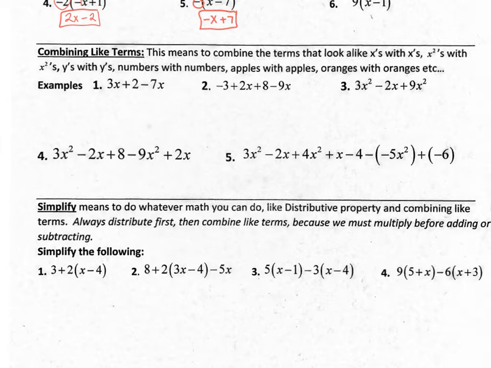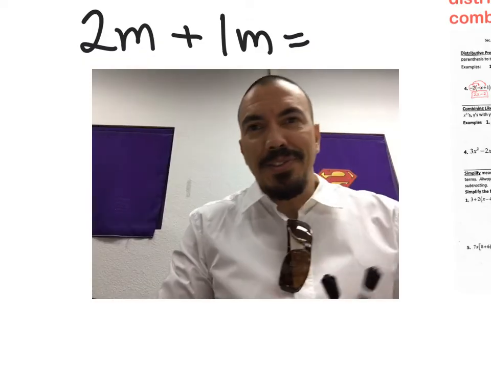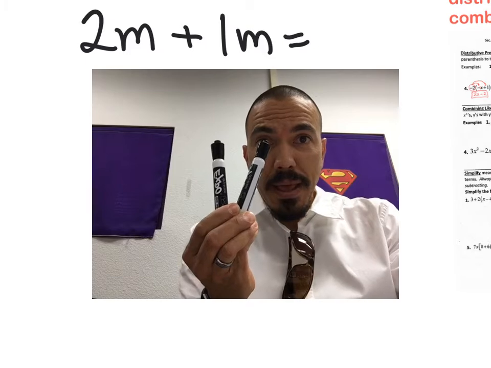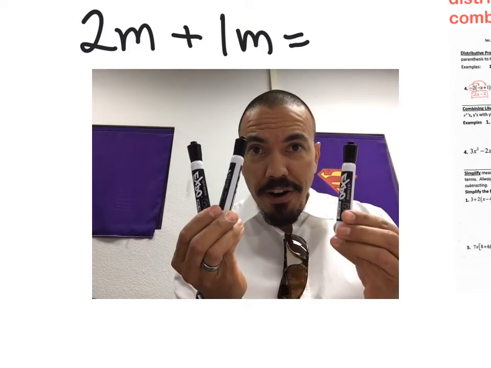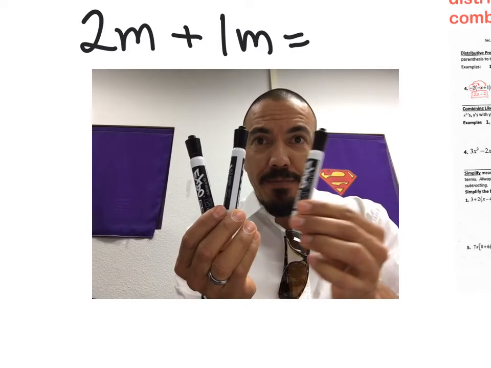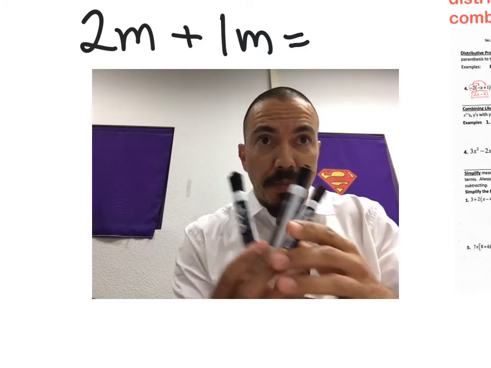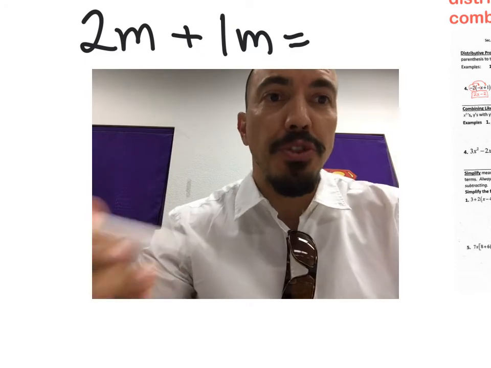So I think we understand how to distribute the multiplication of a term that's on the outside to the inside. Now let's go for combining like terms, the next part of this lesson. What does combining like terms mean? It means to combine the terms that look alike. X's with x's, x squares with x squares, y's with y's, numbers with numbers, apples with apples, oranges with oranges, etc. So let's demonstrate here combining like terms. I have 2 markers plus 1 more marker. What's that going to give me? A total answer, 3 markers. And the above space right there, you'll have 3m.